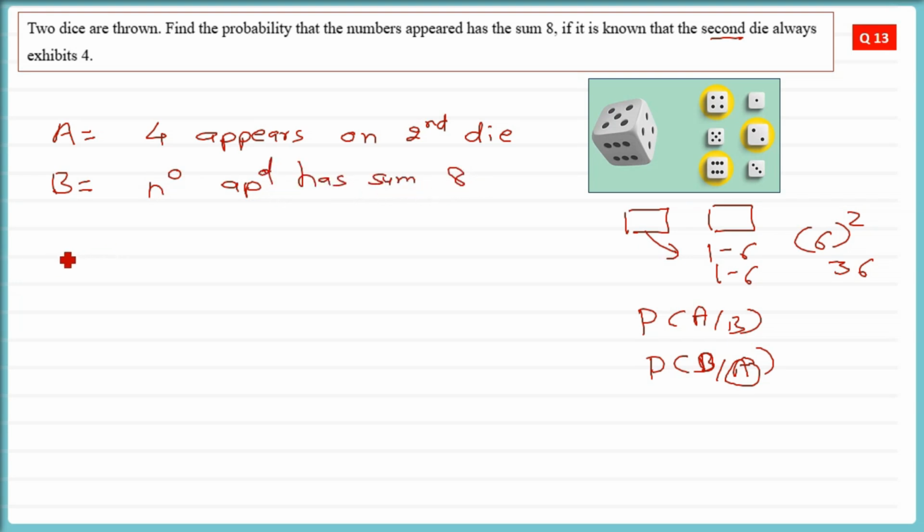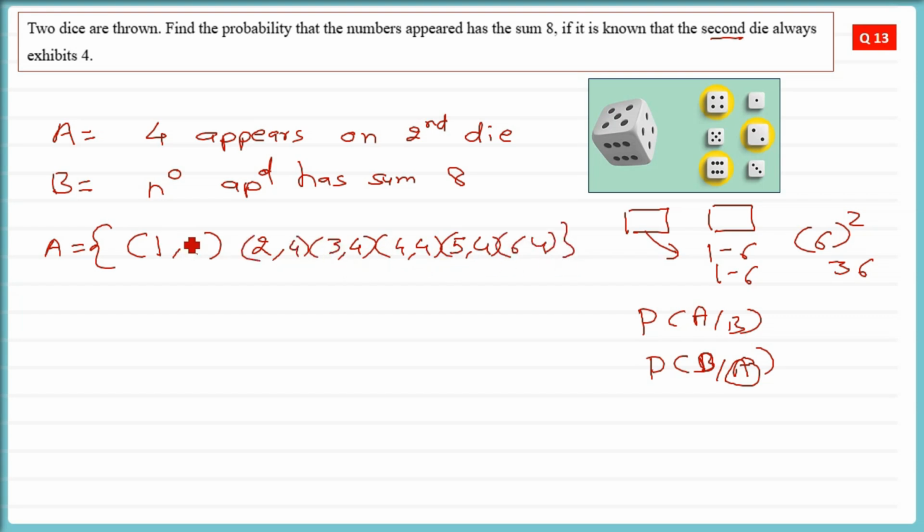Now let's make the events and elements. Now 4 is fixed in the second die. The first can come from 1 to 6, but the second is fixed. So I am fixing the last one, the second die. The first can be 1, 2, then 3 can come, 4 can come, 5 can come, 6 can come. So this is the event A, or all the outcomes you see for event A. Now what is the number of elements in A? It is 1, 2, 3, 4, 5, 6.